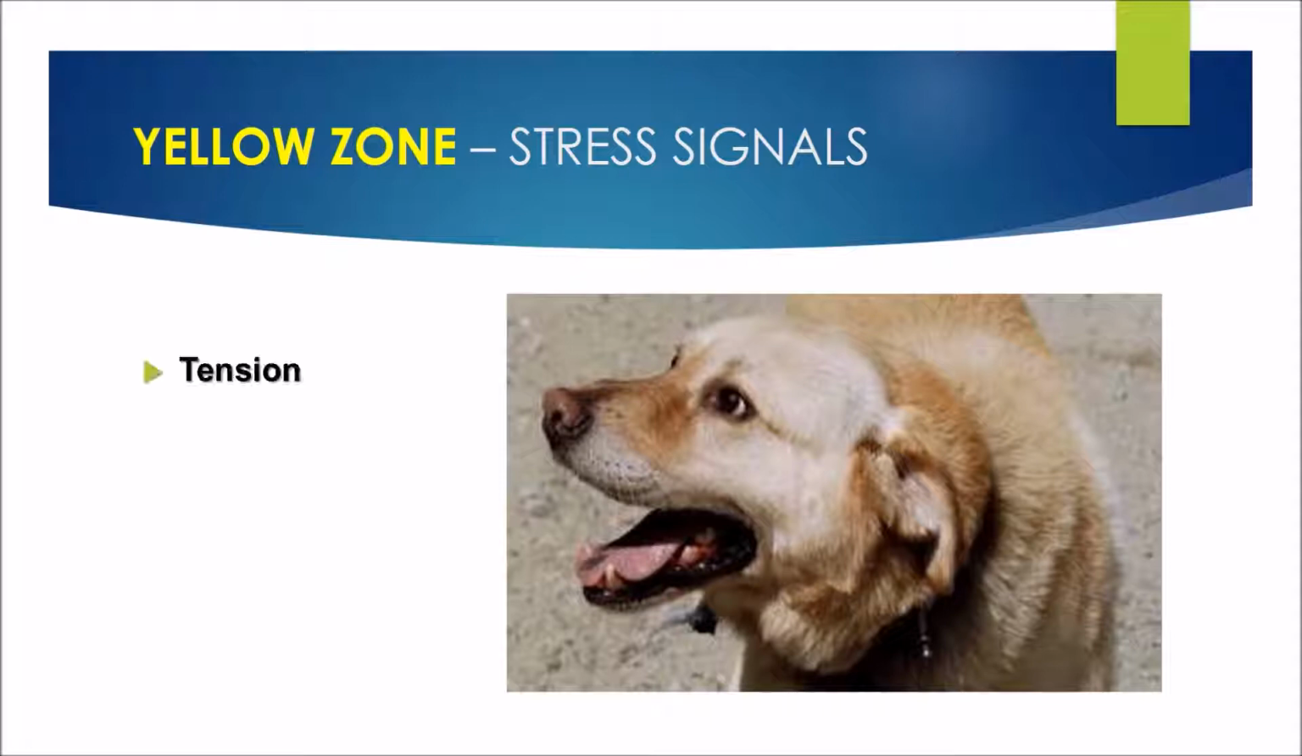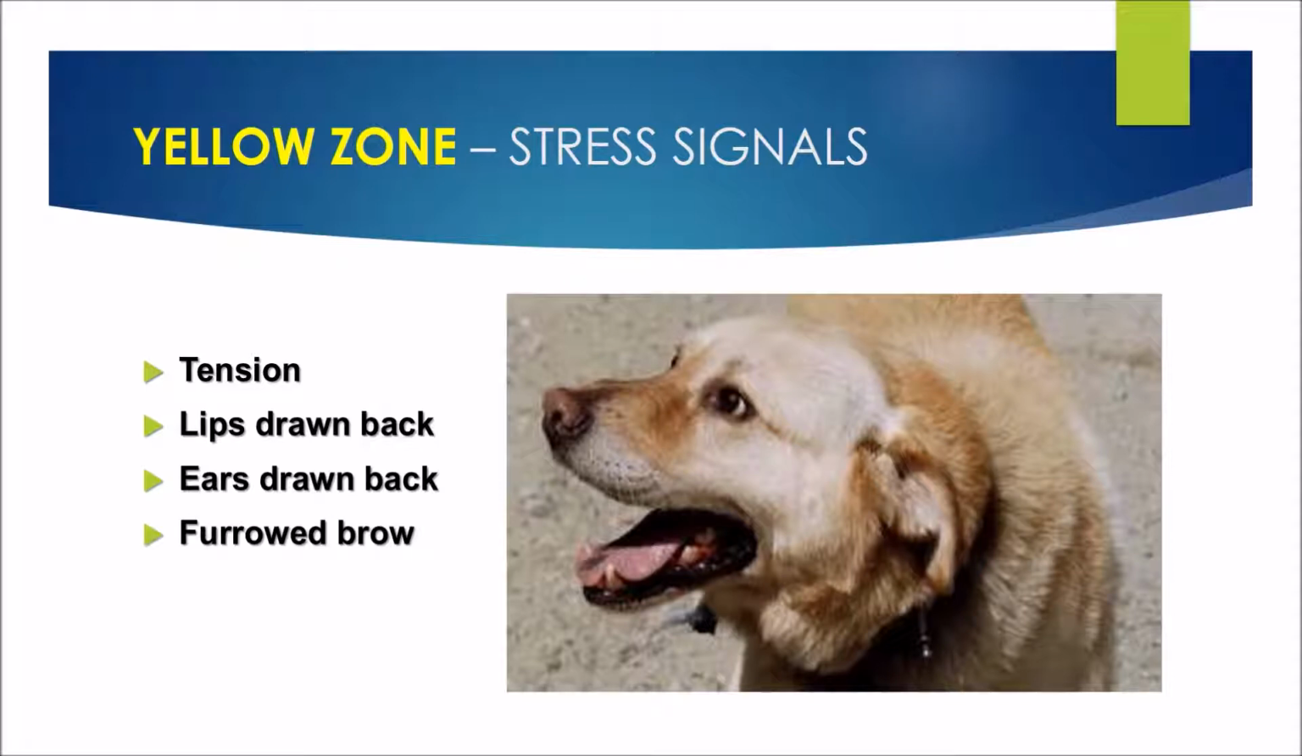If we look at our dogs, the first thing we are looking at here is tension. All the muscles start to tighten up in the body. Along with that, the lips start to get drawn back around the mouth. The ears also get drawn back on the head. They're not hanging nice and relaxed anymore. The brow becomes furrowed, so they can get little worry lines between their eyes or over the bridge of their nose. Their pupils start to dilate as well.